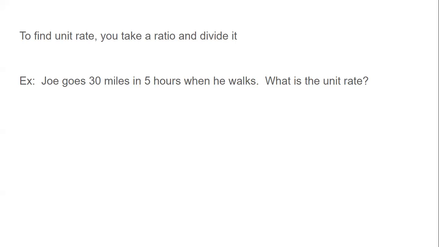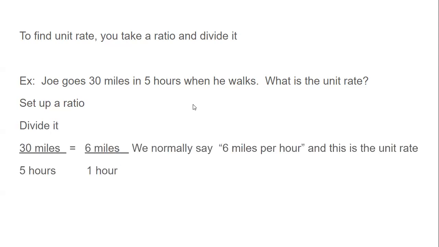So look at this example. Joe goes 30 miles in 5 hours when he walks. So what is his unit rate? For this, you would say, what's the rate that he walks? And the rate is, you set up a ratio and then you divide it. So it's 30 miles over 5 hours, and you divide it, 30 divided by 5, and that gives you 6 miles over 1 hour. But we normally just say 6 miles per hour.